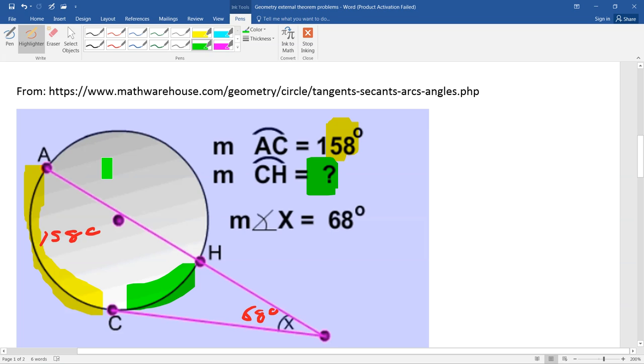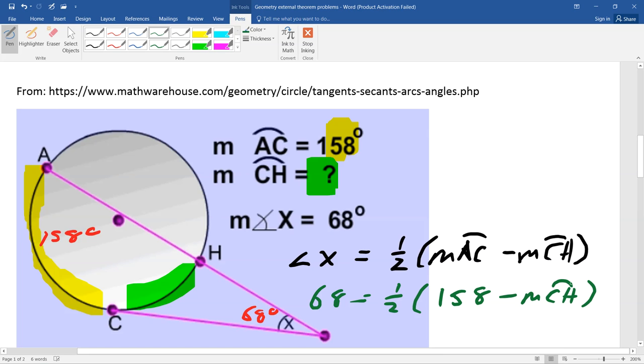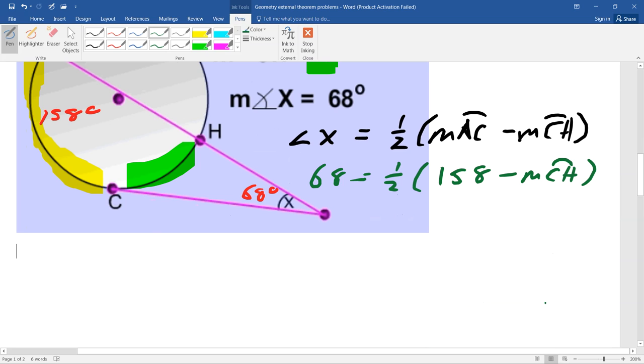So this theorem relates these 3 quantities, and in any problem they can give us 2 and we can find the third. What we're going to use is that same relationship. The measure of x is 1/2 the measure of the big arc, AC, minus the measure of the smaller arc, CH. And we can just plug in what we know. We know that x is 68. We know that AC is 158. The measure of CH is the only thing we do not know, so we can do a little bit of algebra here.